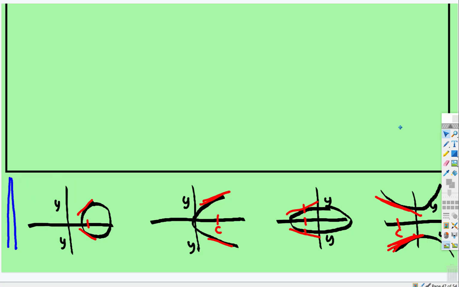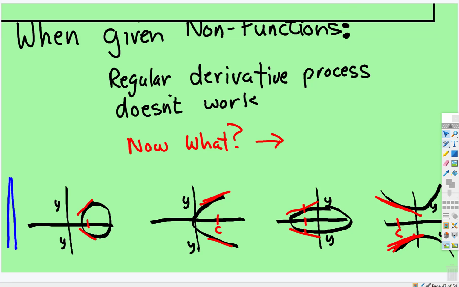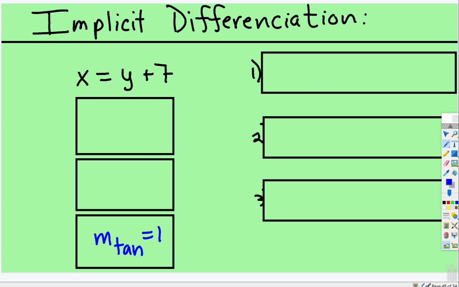And here's the problem. With non-functions at any given point, let's say this point right here, there's two possibilities for a tangent line. There's two different points. Well, if there are two different points, how will you know which one? So there is a different process for finding the derivative, and that process is called implicit differentiation.